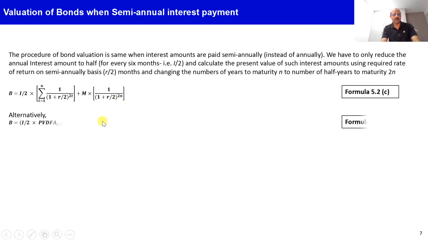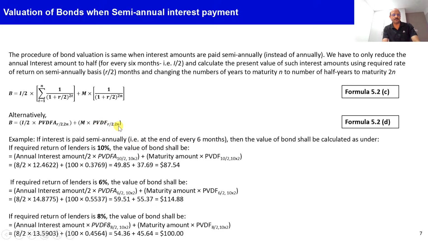So we can say that since I is a constant amount, it becomes an annuity. So this formula can be converted to I divided by 2 times PVDFA for R by 2 rate and 2N period, plus maturity amount multiplied by the present value discounting factor for the R by 2 rate and 2N period.